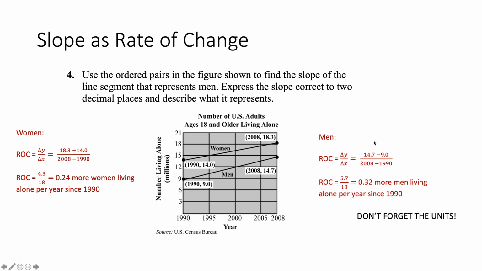Okay. So for the men, the rate of change is the change in y over change in x. This time it's 14.7 minus 9.0 over 2008 minus 1990, which gives me 5.7 over 18, which is 0.32 more men compared to men in the past living alone since the year 1990. So we can tell men and women, people as a whole, are living alone more frequently.